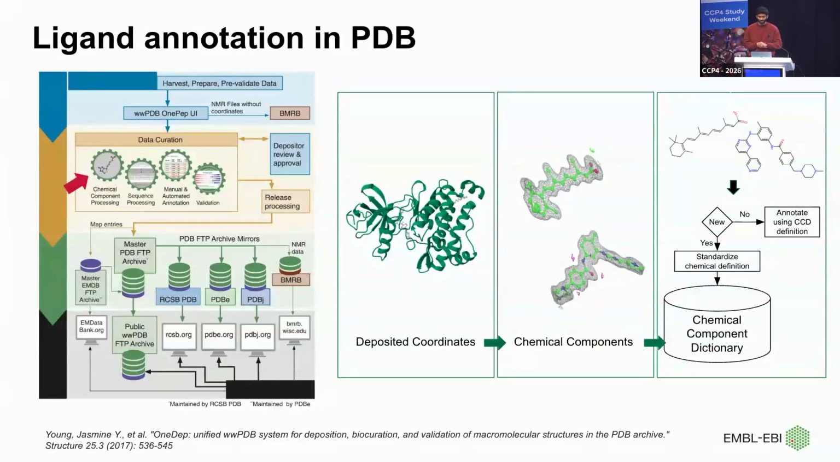You deposit a new structure, then you can reuse this amino acid. For example, when there are a lot of structures with ATP, ADP, you can reuse these definitions. And when a new ligand comes, you can create a new definition, and that happens in discussion with the depositor. These new definitions get added to a dictionary called the Chemical Component Dictionary.